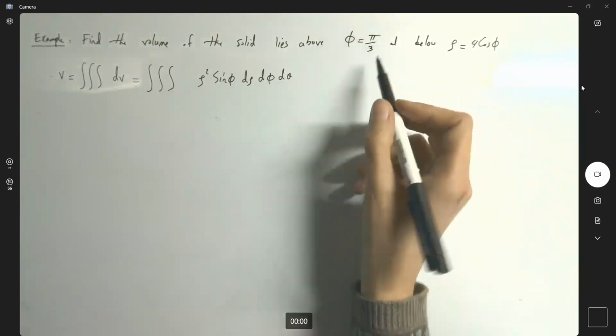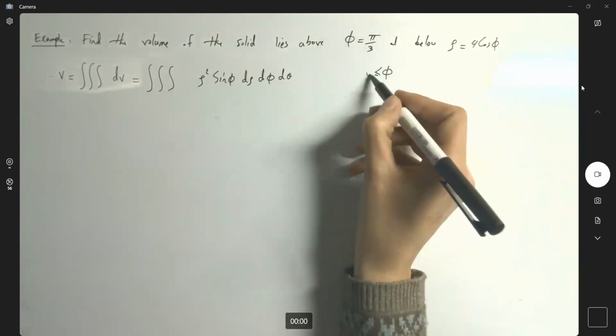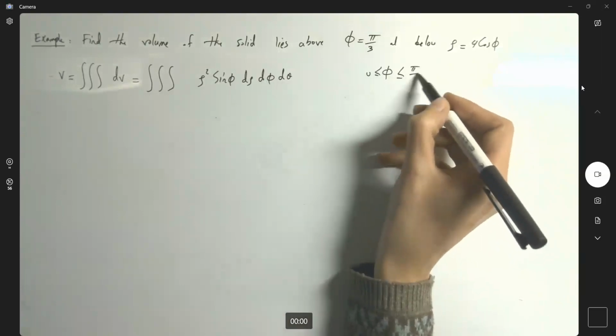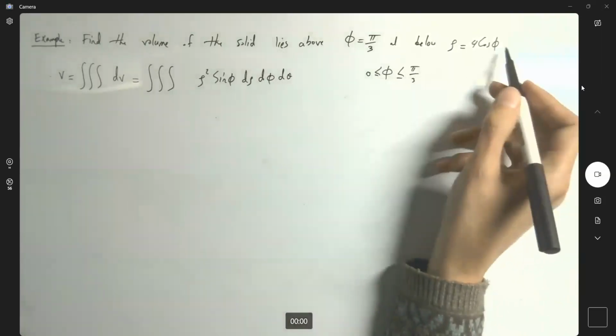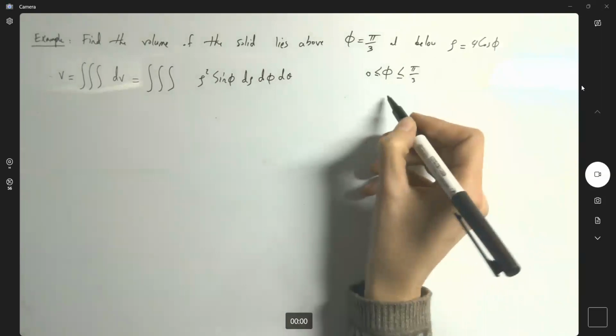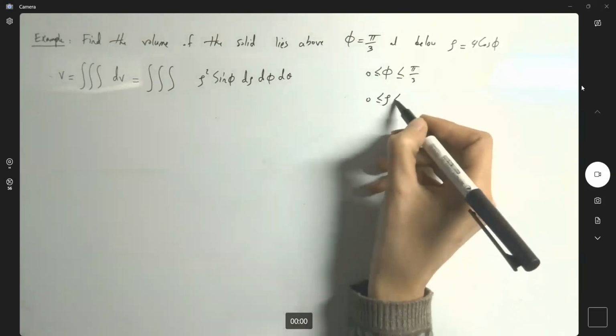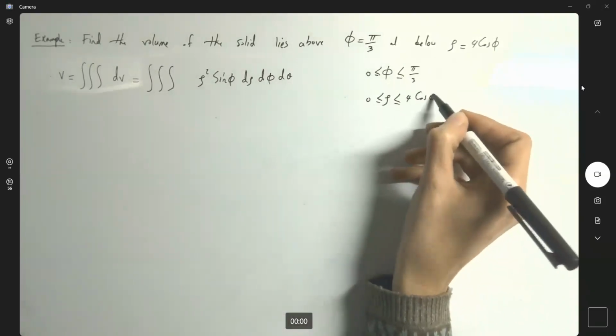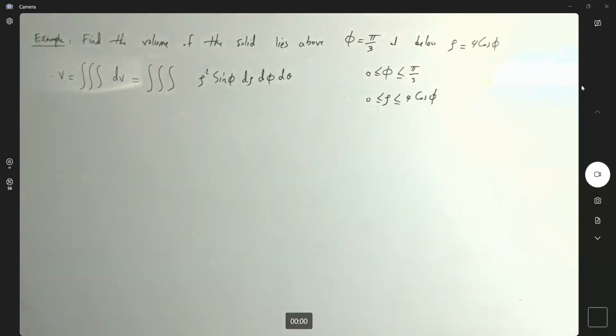You have a cone, which means that your phi is bounded between 0 and pi over 3. You also have a sphere, which means that your rho is bounded between 0 and 4 cosine phi. Very good.